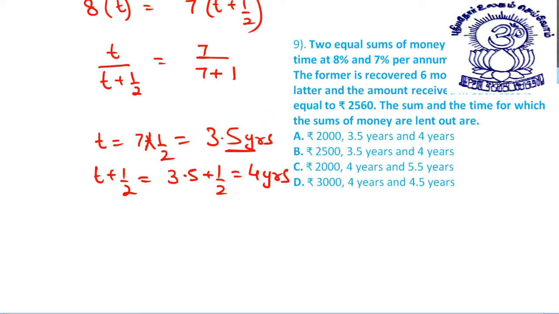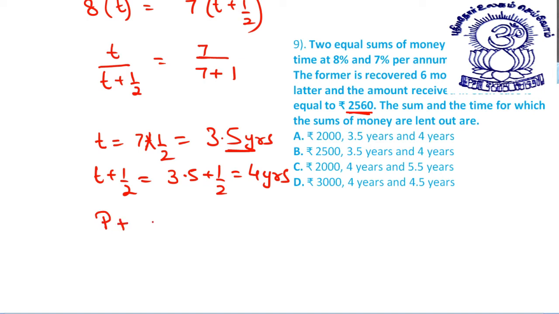Now what do we need to find? The former is recovered 6 months earlier than the latter, and the amount received in each case is equal to 2560. See students, the amount received is equal, the amount is 2560. If the same principal is given and you are getting the same amount, that means the interest was same. That's why we did it. Now we are given the amount as 2560. Let's take the first principal is p.